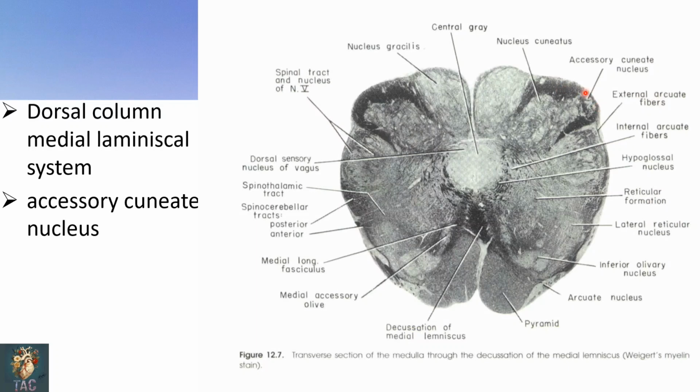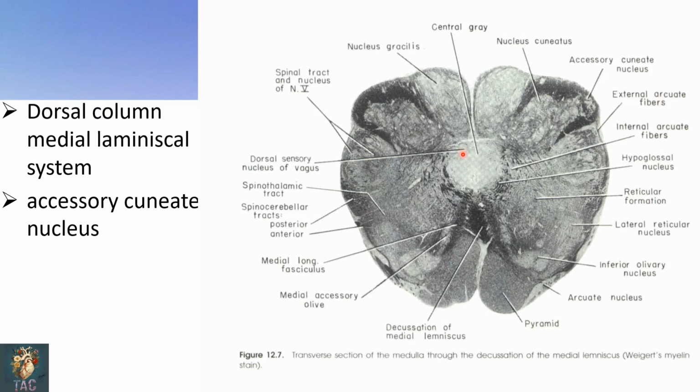So this is the accessory cuneate nucleus, and the fibers which form over here are the posterior external arcuate fibers. So these are the internal arcuate fibers, and these are the posterior external arcuate fibers which arise from the accessory cuneate nucleus, and then they enter through the inferior cerebellar peduncle into the cerebellum. Here you can see the reticular formation. Also you can see the hypoglossal nerve nucleus, and here you can see the dorsal nucleus of the vagus which has now appeared.